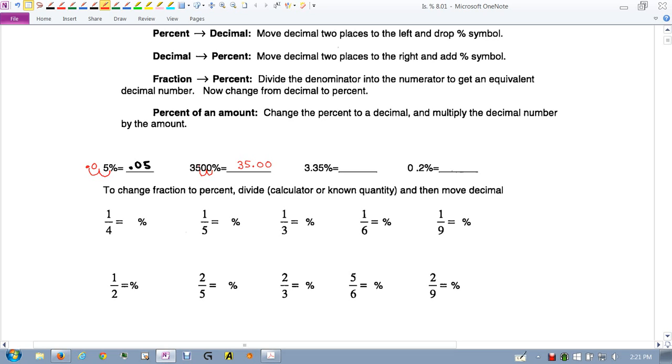How about 3.35% as a decimal? So we move the decimal 2 places to the left. So it becomes 0.0335, drop the percentage. What's 0.2%? 0.002. So we move it 1, 2 places, creates a 0. So we're going to have 2 zeros in front of the decimal.